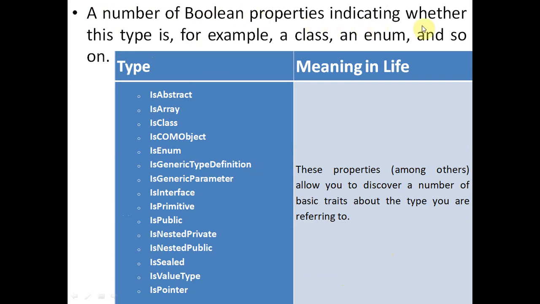Then there is a number of boolean properties indicating whether this type is, for example, a class, enumerated type, and so on. So IsAbstract: if a class is abstract, it will return true. IsArray: if it is an array, it will return true. Each of IsClass, IsCOMObject, IsEnum, IsGenericTypeDefinition, IsGenericParameter, IsInterface, IsPrimitive, IsPublic, IsNestedPrivate, IsNestedPublic, IsSealed, IsValueType, IsPointer. So it can return all these types of values. Either they are, then it returns true, otherwise it returns false. These properties allow you to discover a number of basic traits about the type you are referring to.